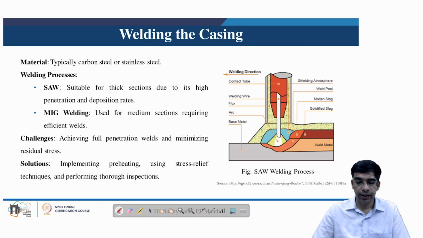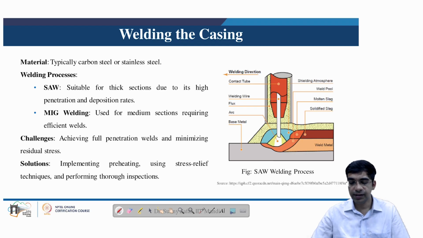So we can also look at the use of the submerged arc welding process, which is typically again used for carbon and stainless steel. This is especially useful for thick sections due to high penetration and high deposition rates. It is even better than metal inert gas welding, which is used for medium sections requiring efficient welds. There are challenges in submerged arc welding, such as ensuring full penetration of the weld and minimizing the residual stresses. Solutions such as implementing preheating, using stress relief techniques, and performing thorough inspections are very much essential.